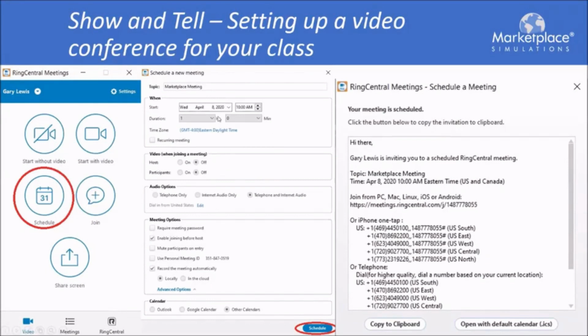And you're just filling out some very basic information. What do you want to name it? What time and date, and how long is it going to be? One important thing to note here is the meeting options at the bottom. Whether you want to require a meeting password for this, whether you would like to mute participants on entry. Choose the options that you think best fits your needs and your class needs. Once that's done, you just click the schedule button in the bottom, and you will see the screen on the far right here that actually has your copy and paste instructions for your students. It is that simple.